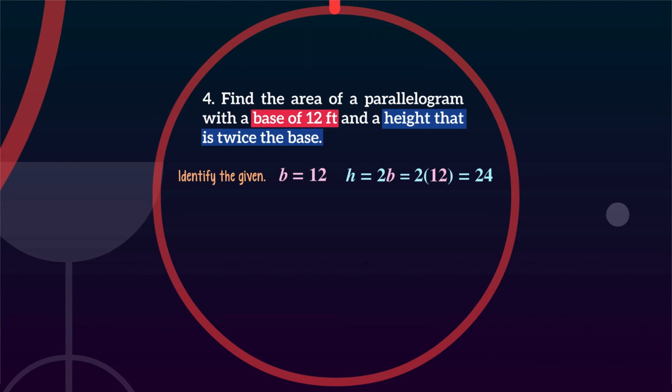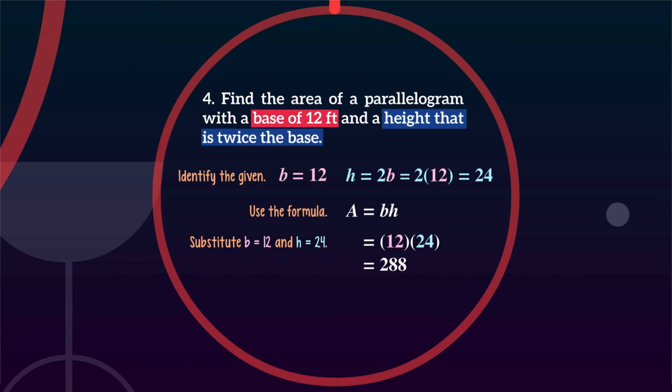Now we got the values for the base and the height. Using the formula, let's substitute the values we got. B equals 12 and H equals 24. 12 times 24 is 288. Thus, the area is 288 square feet.